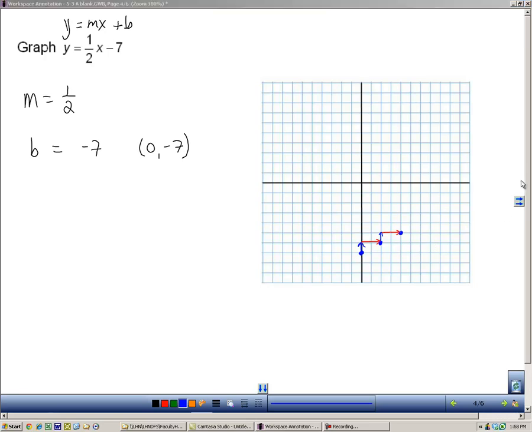And 3 points is plenty, and so now I'm going to graph. So there's my line. And the way you find that is you use the slope and the y-intercept. You put your point on the y-intercept, and then you use rise over run to find your other points, and then you graph the line.